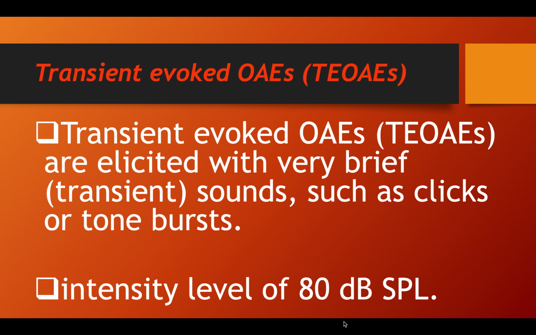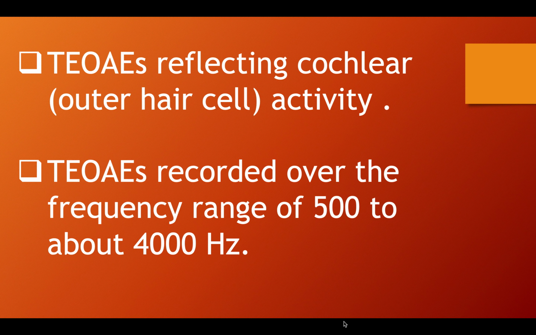Transient evoked otoacoustic emissions are elicited with very brief transient sounds, such as clicks or tone bursts, at a level of about 80 decibel SPL. Transient evoked otoacoustic emissions reflect cochlear outer hair cell activity and are recorded over a frequency range of 500 Hz to 4 kHz.